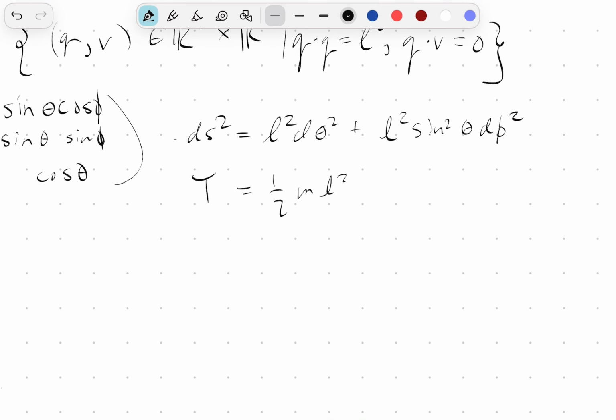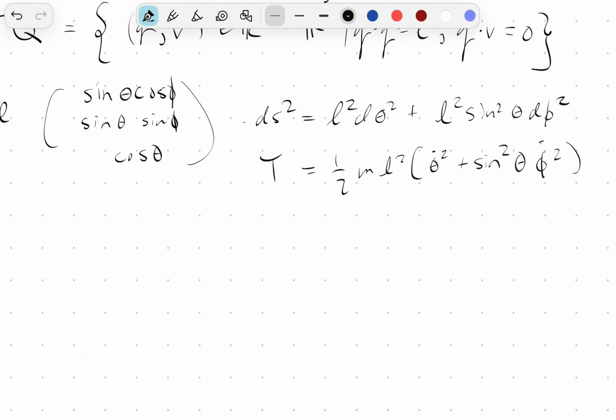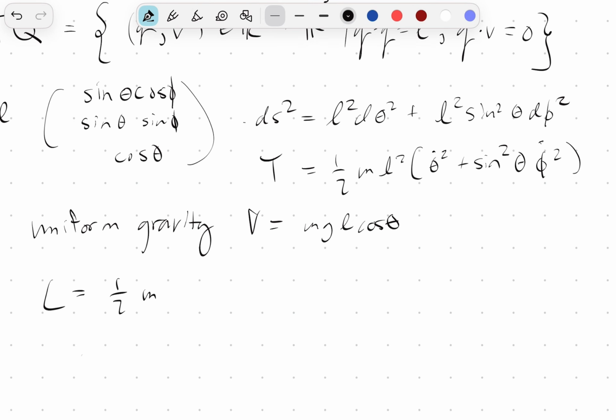but the kinetic energy would be 1/2 ml squared times the polar velocity squared plus sine squared times this azimuthal velocity here squared, and with uniform gravity, let's say V is equal to mgl cosine theta, taking the vertical upward, that vertical polar angle, the constrained Lagrangian is going to be 1/2 ml squared, polar velocity squared, plus sine squared, azimuthal velocity squared, minus mgl cosine theta.